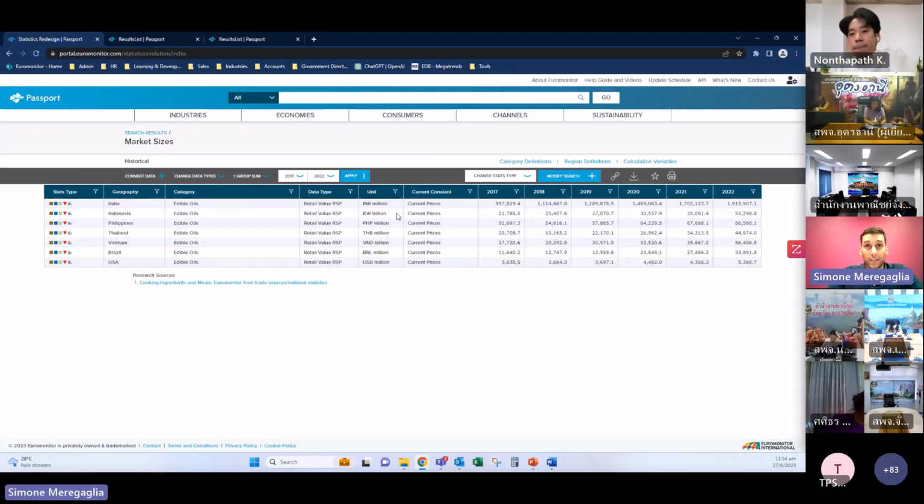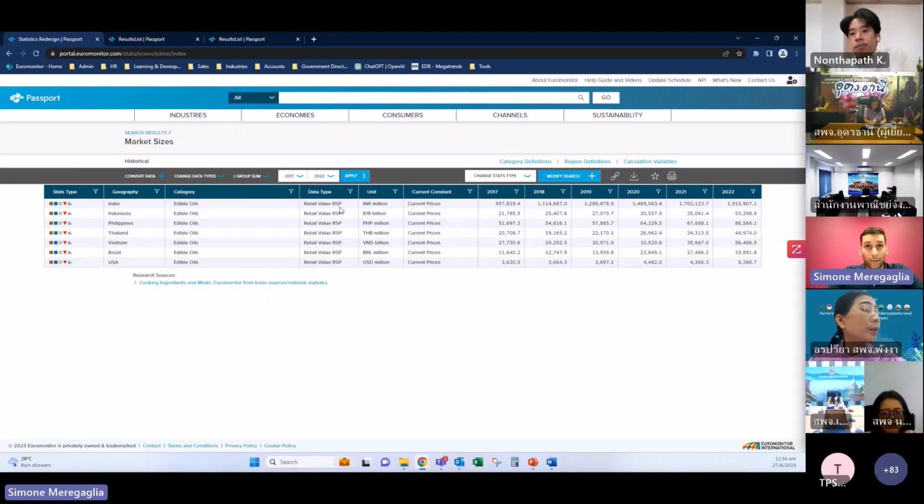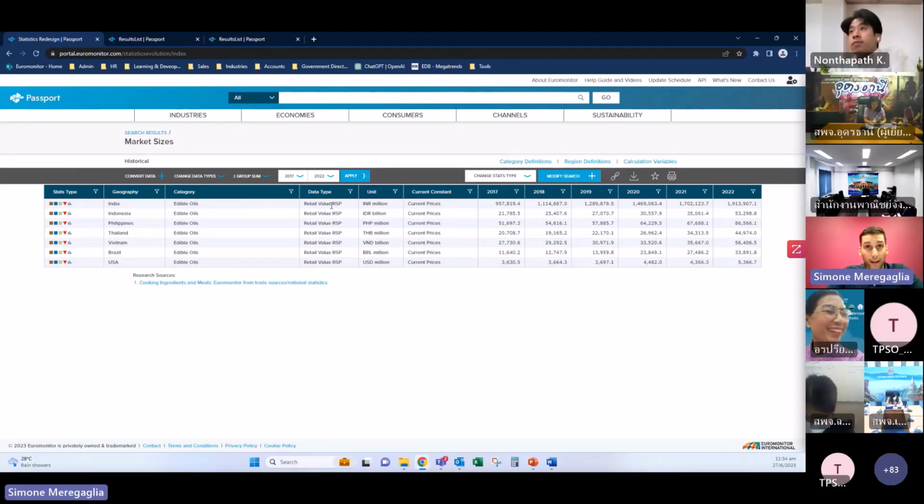And of course, as you see, the data type published is retail value RSP, which means retail selling price, which means the amount of money sold for that specific category, which is the edible oils in that specific country. But as you see, the unit is in local currency. So each country has its own local currency.